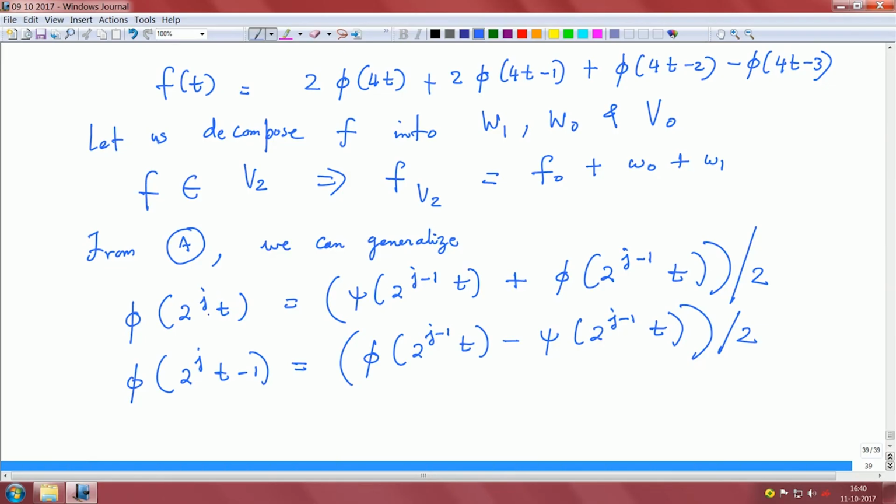Now, what we do is we plug j equals 2, because we have these terms, right: phi of 4t, phi of 4t minus 1, phi of 4t minus 2, 4t minus 3, we have to get all these things. To get to this step, we have to use these formulae and then decompose things further. Okay. So, let us see how this works out.